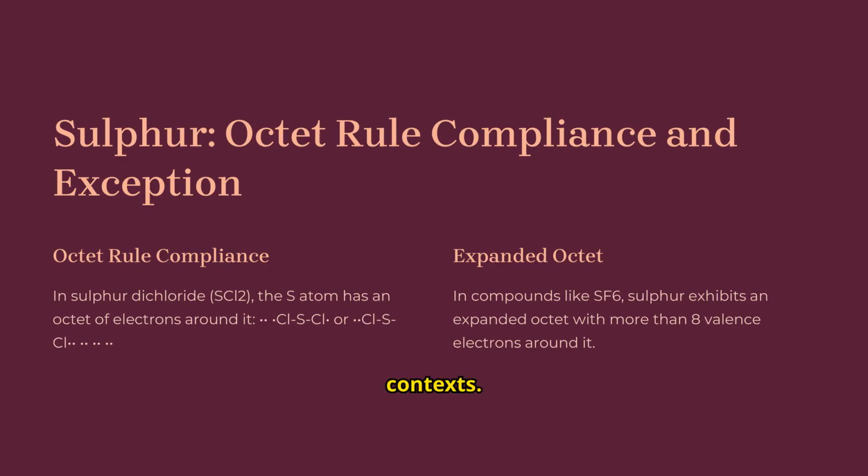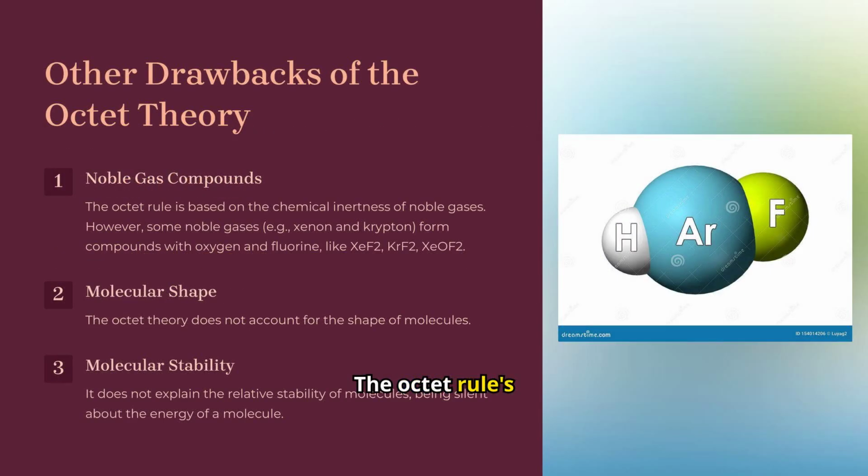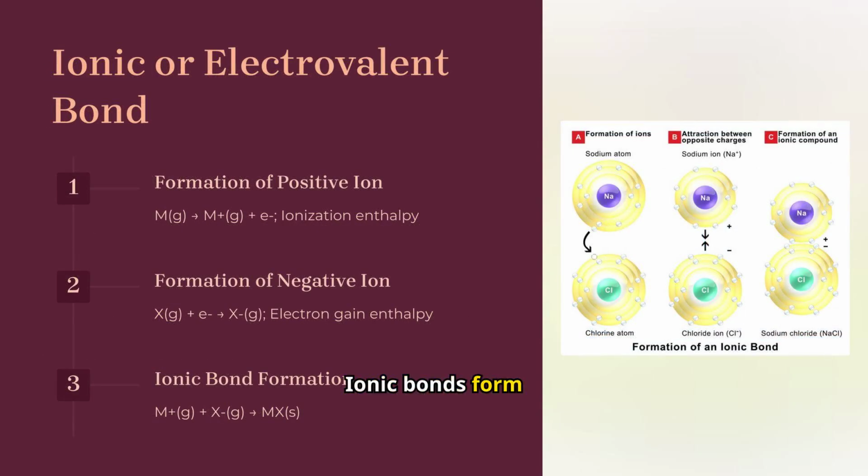different molecular contexts. The octet rule's limitations include unexpected noble gas reactivity, lack of molecular shape predictions, and failure to address molecule stability, necessitating alternative bonding models. Ionic bonds form through electron transfer, creating positive and negative ions. This process involves ionization enthalpy for cations and electron gain enthalpy for anions.